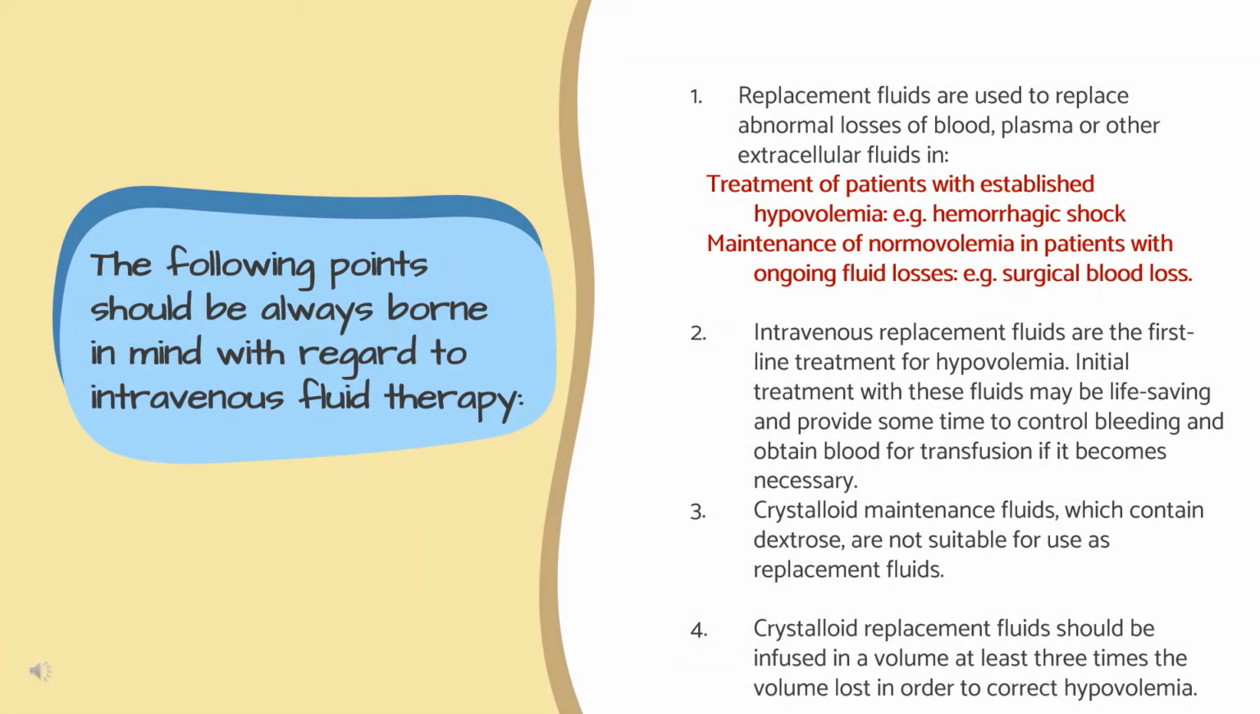The following points should always be borne in mind with regard to intravenous fluid therapy. First is the replacement fluids. These are used to replace abnormal losses of blood, plasma, or other extracellular fluids in treatment of patients with established hypovolemia, for example hemorrhagic shock, and for maintenance of normal volemia in patients with ongoing fluid losses, for example surgical blood loss.